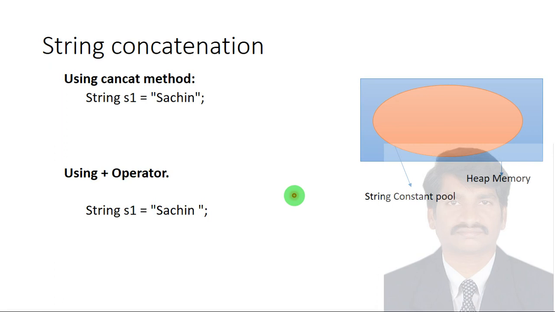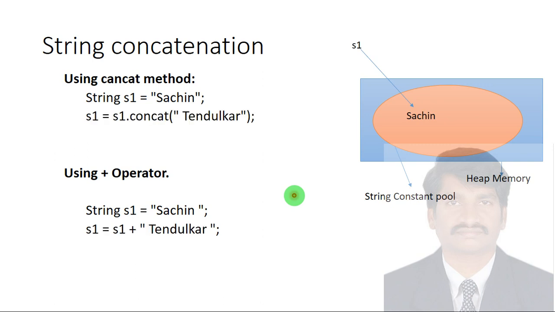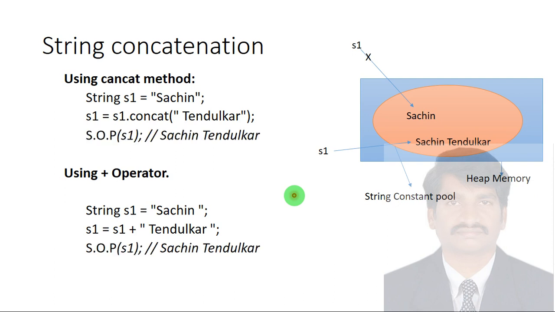So when you say string s1 is equal to Sachin, it will create one object in the string constant pool and s1 will point to that. And when we say s1 is equal to s1.concat of Tendulkar, or s1 is equal to s1 plus Tendulkar, it will create a new object and s1 will stop pointing to Sachin and start pointing to Sachin Tendulkar. This is string concatenation, guys. Then when we try to print, it will print Sachin Tendulkar.